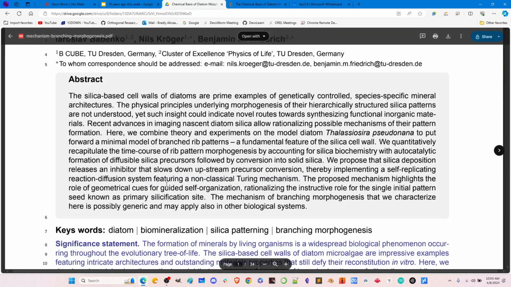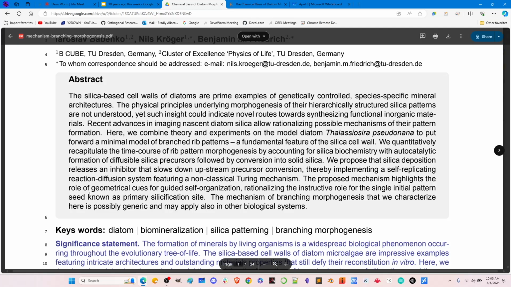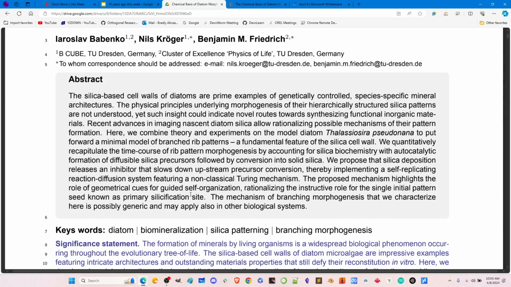The proposed mechanism highlights the role of geometrical cues for guided self-organization, rationalizing the instructive role for the single initial pattern seed known as primary silicification site. So the pattern seed is the thing that we start with, that seed, and then all of the diffusible factors kind of bind to that and form this pattern. And that's how you get the pattern that you get.